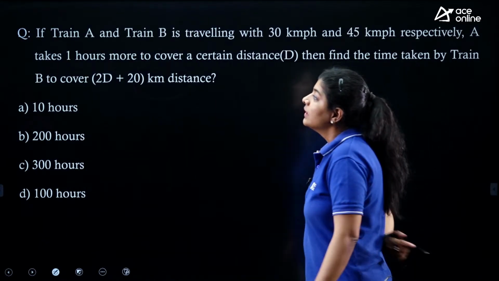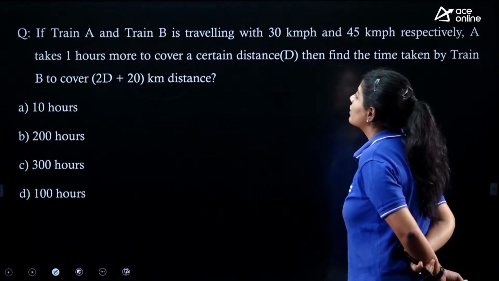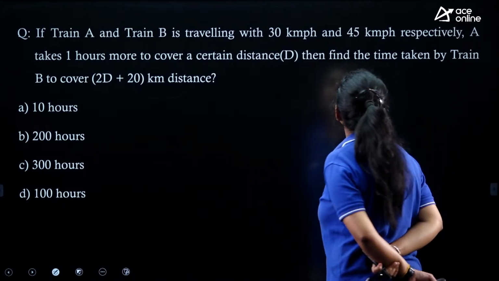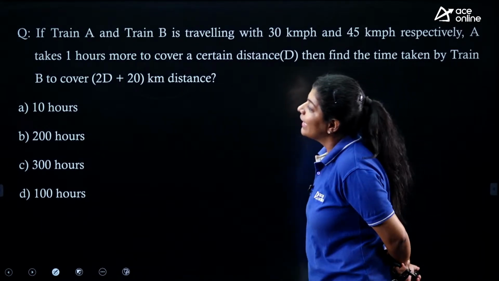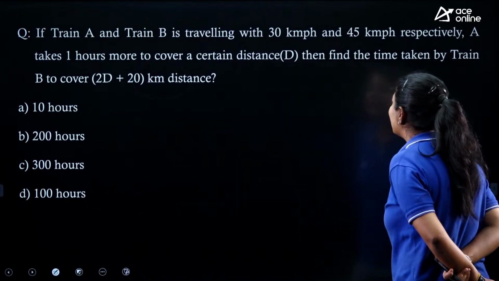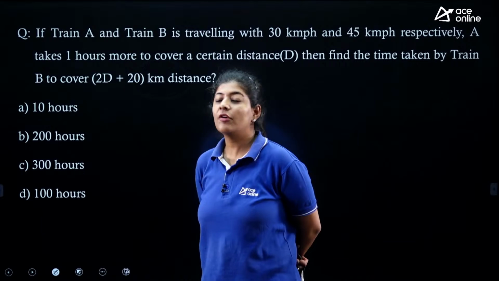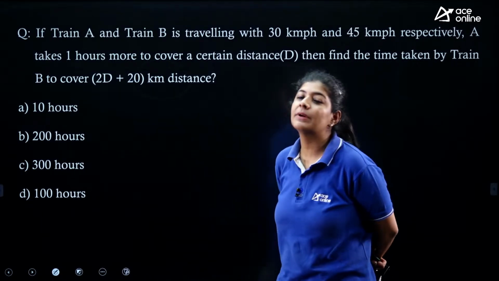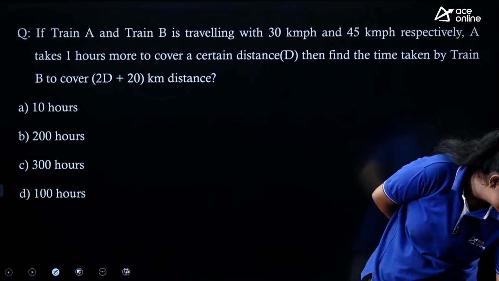Next, the next question says that if train A and train B are traveling with 30 kilometers per hour and 45 kilometers per hour respectively, A takes 1 hour more to cover the certain distance D, then find the time taken by train B to cover a distance of 2D plus 20 kilometers. How are we going to find it out?